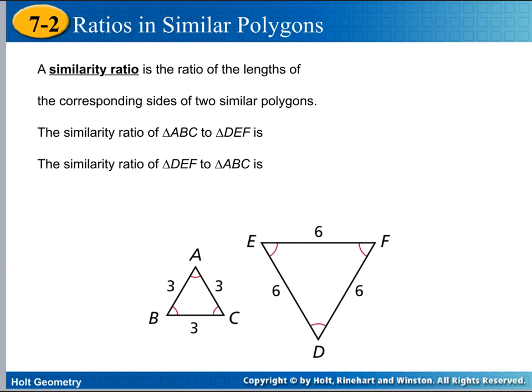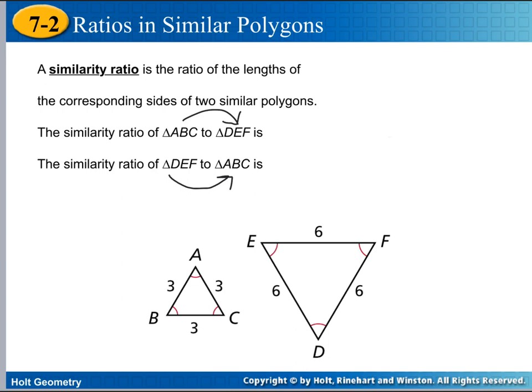So we're going to talk about the similarity ratio, and that's the ratio that we just discussed about the lengths of the corresponding sides of two similar polygons. So if I talk about the similarity ratio of ABC to DEF, that's going to be different than if I talk about from DEF to ABC. If I want the similarity ratio from ABC, which is smaller, to go to DEF, then it's going to be a fraction that is smaller than 1 because I'm going from smaller to larger.